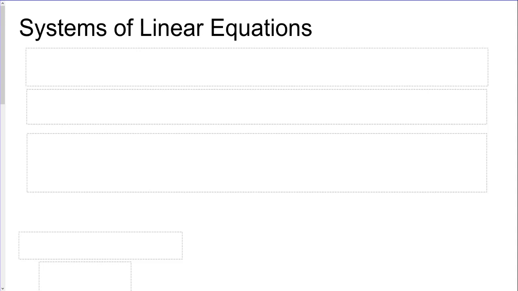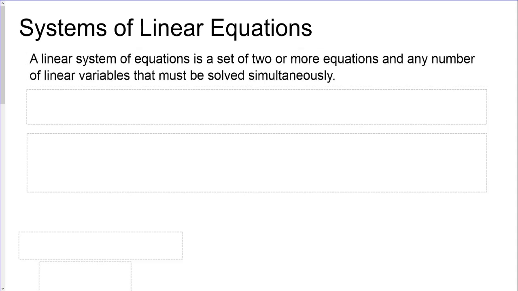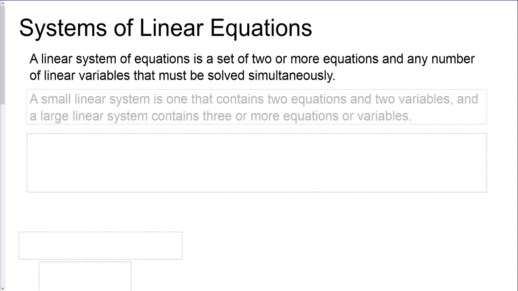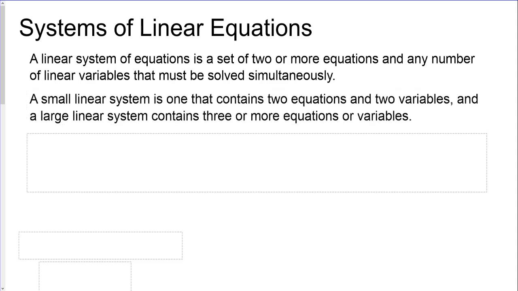This lesson is about systems of linear equations. A linear system of equations is a set of two or more equations and any number of linear variables that must be solved simultaneously. A small linear system is one that contains two equations and two variables, and a large linear system contains three or more equations or variables.